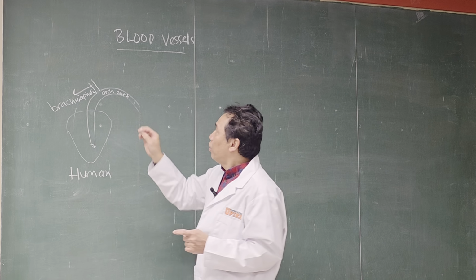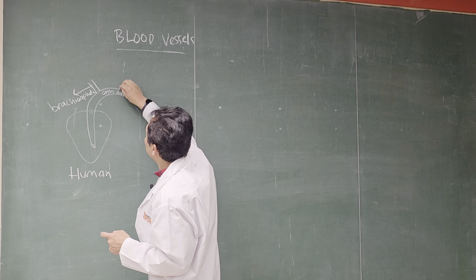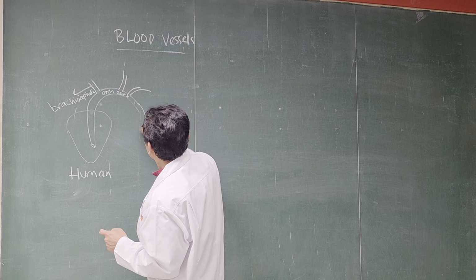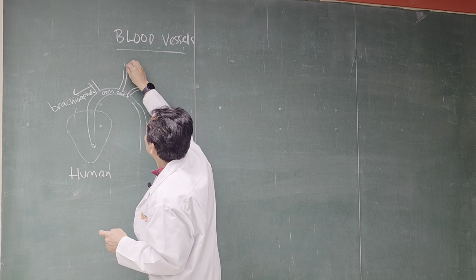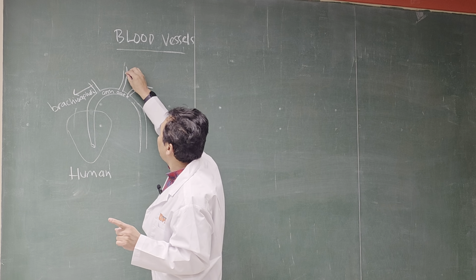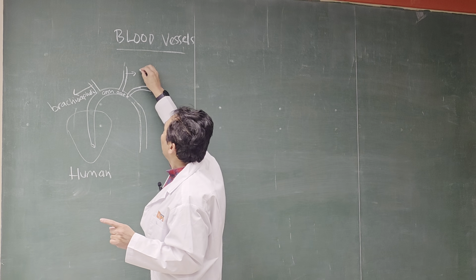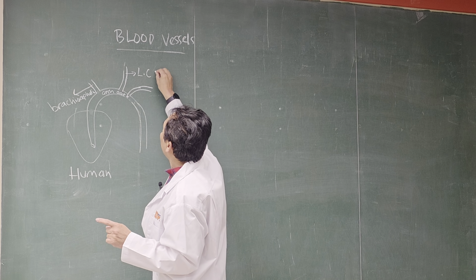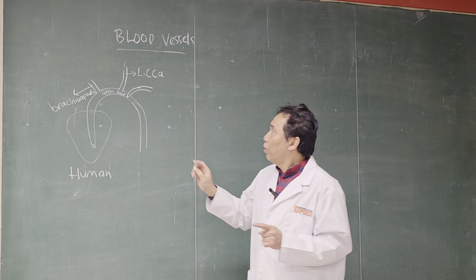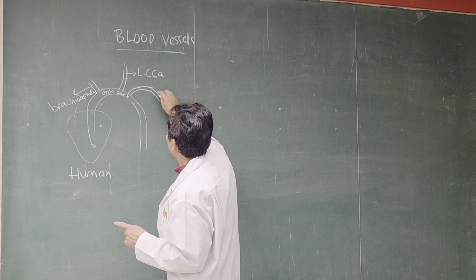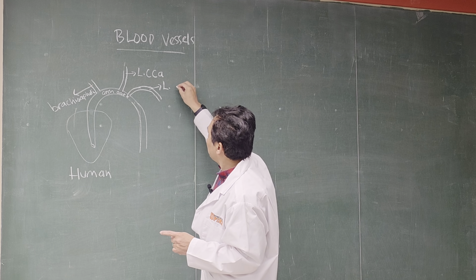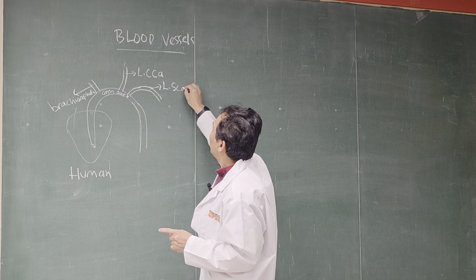Okay. And then on the left side, there are two branchings. The one that goes to the brain on the left side is called the left common carotid artery. And then the one that goes to our arms, because it's the left side, is going to be the left subclavian artery.